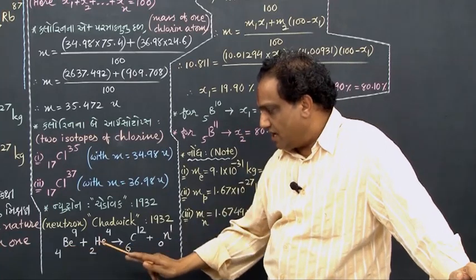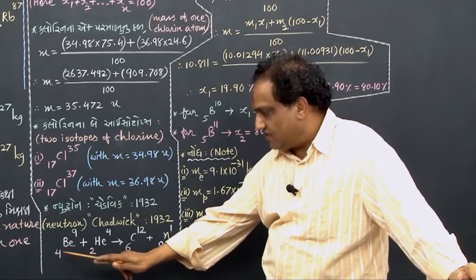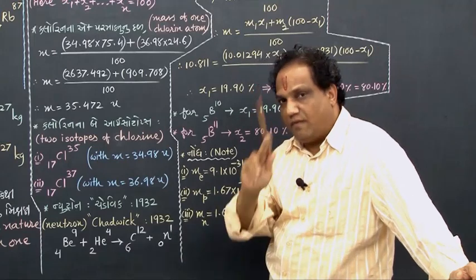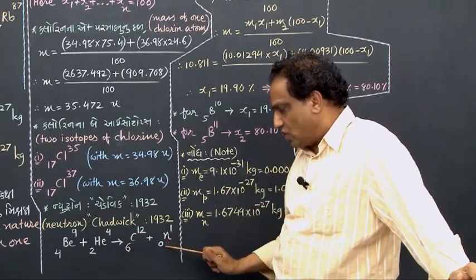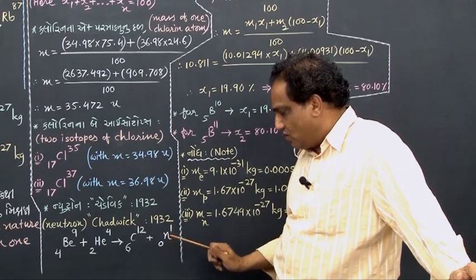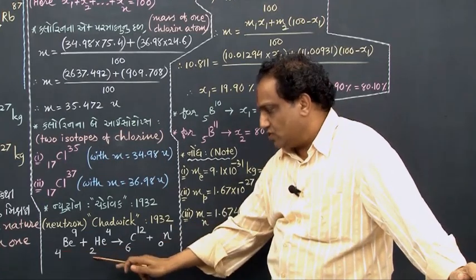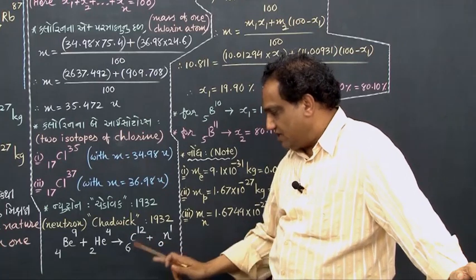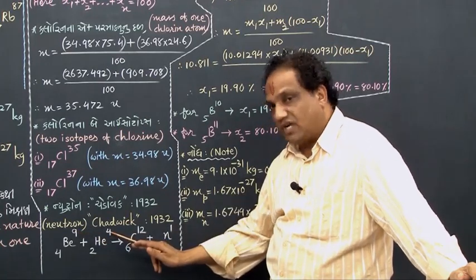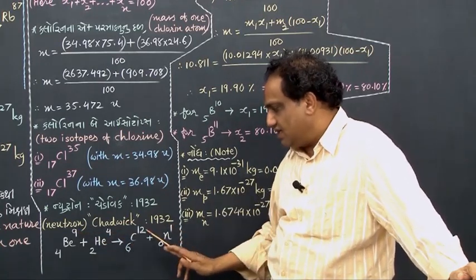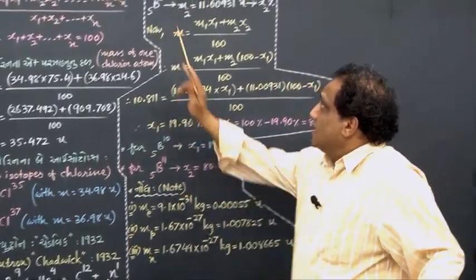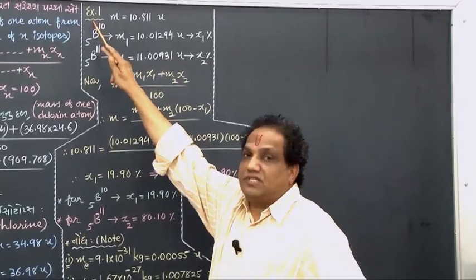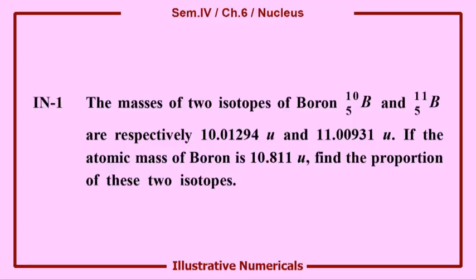This beryllium is bombarded by alpha particle. Beryllium means 4 beryllium 9. Alpha particle means helium nucleus 2He4, and it gives neutron. Symbol of neutron is 0 and 1. Come on, 4 plus 2 is 6. 6 minus 0 is 6. 9 plus 4 is 13. 13 minus 1, that is 12. Okay, fine. Now kindly read this statement of the first illustration.